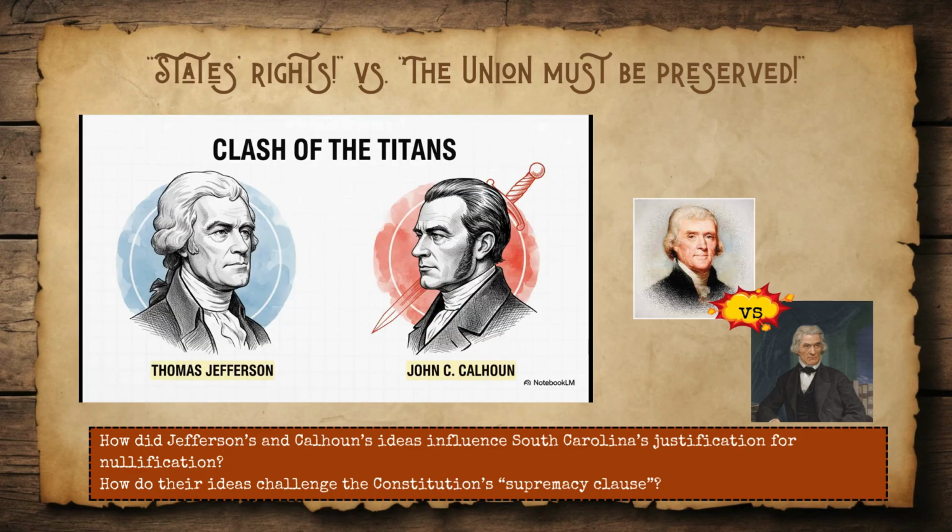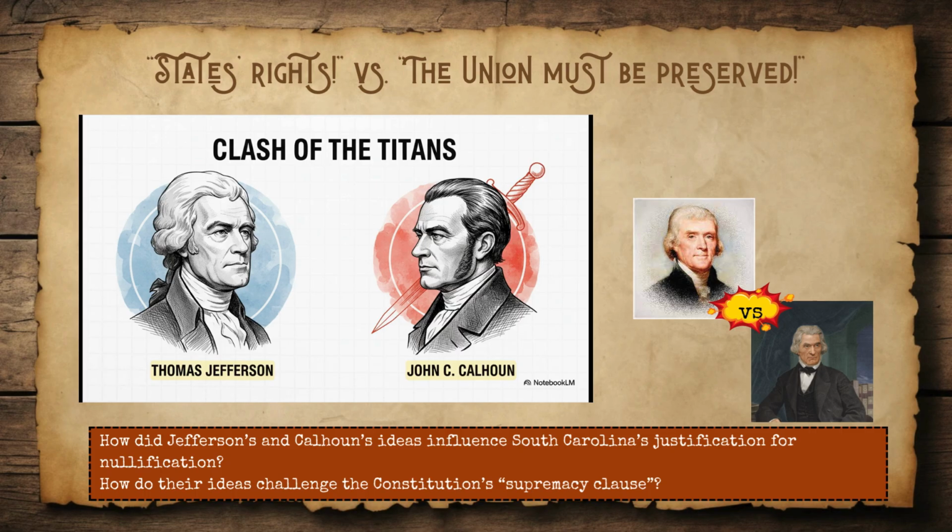And at the heart of this huge ideological battle, you've got these two giants of American politics. First, there's Thomas Jefferson, the guy who wrote the Declaration of Independence. He was deeply suspicious of a powerful central government. And then you have John C. Calhoun, a brilliant, intense defender of the South.